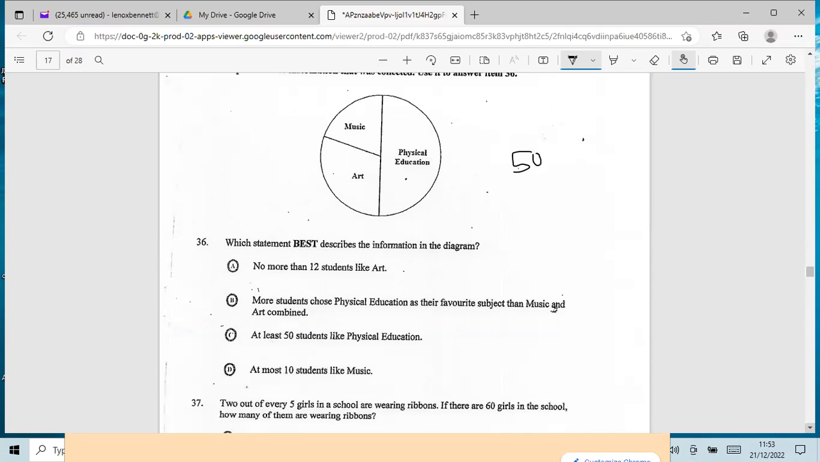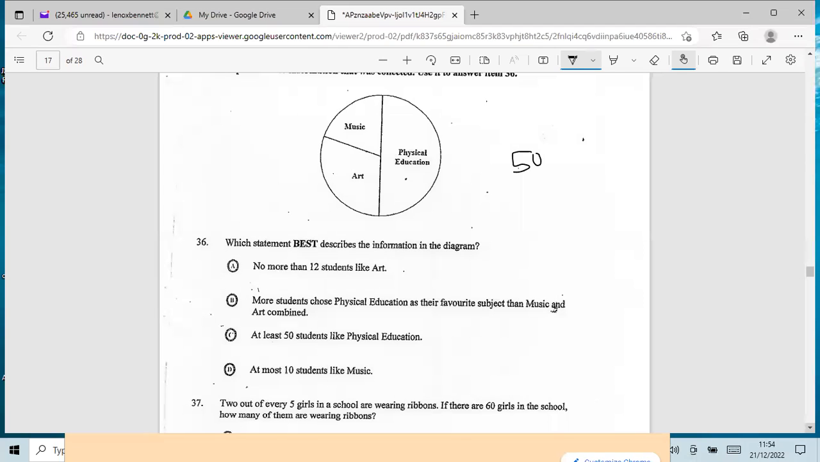No more than 12 students like art. Is that correct? No, sir, that's not correct. All right. More students choose physical education as their favorite subject than music and art combined. Yes, sir. How is that possible? No, sir. They're even, because it's 50-50, so that's 25-25. All right. At least 50 students like physical education. Is that correct?